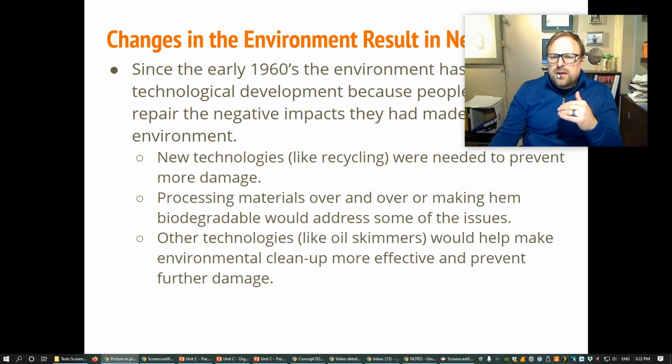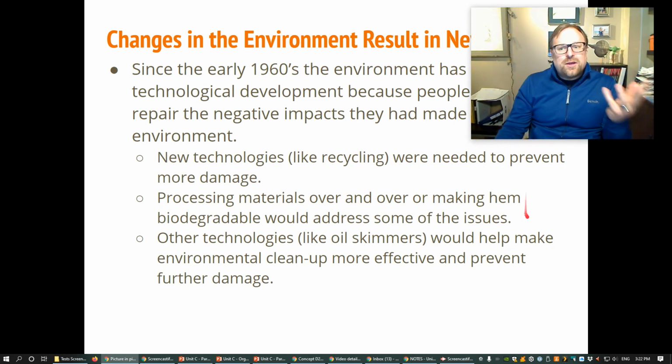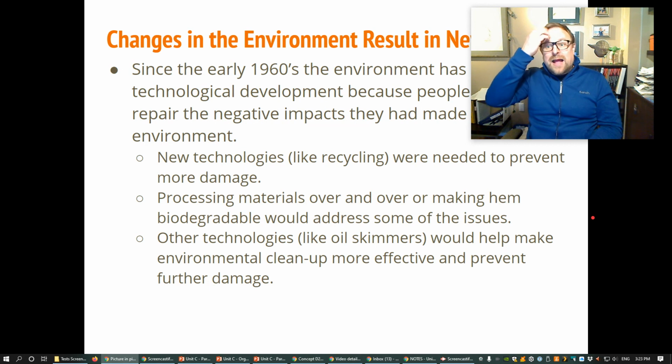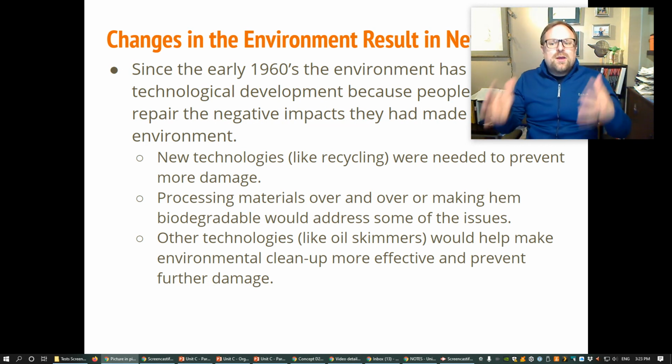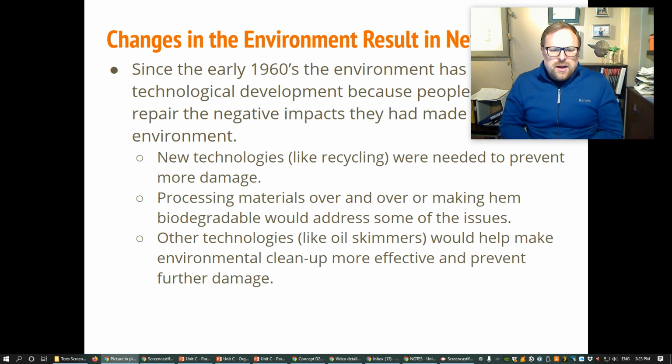So for one thing, we've decided that we can take used plastic and we can recycle it, or paper and we can recycle it. That's a new technology. Instead of going down and cutting more trees or making more plastic, we can just recycle it. Processing materials over and over, making them biodegradable, would address some of these issues as well. Other technologies like oil skimmers could help clean up the environment more effectively.